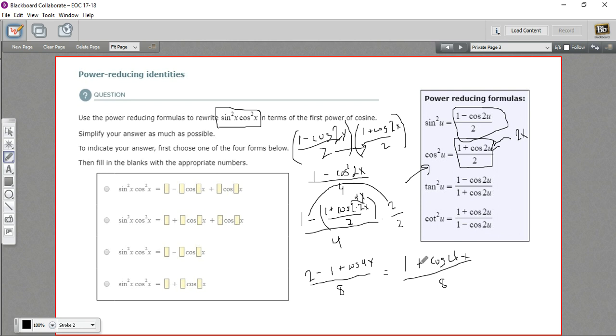It looks like we have 2 terms here. If we separated this out, it would be 1 over 8 plus the cosine of 4x over 8. And it's a plus, so it looks like it's going to be this one. And I would put 1/8 here. And then we have to multiply something by the cosine of something. So cosine of 4x over 8 is 1/8 times the cosine of 4x. So that is a little bit of work with power-reducing identities.